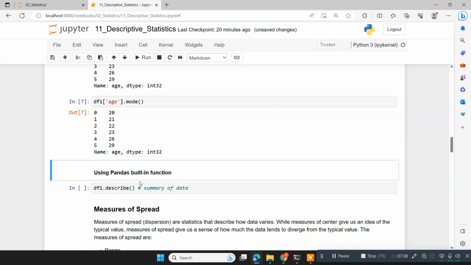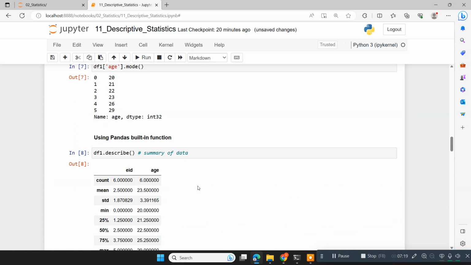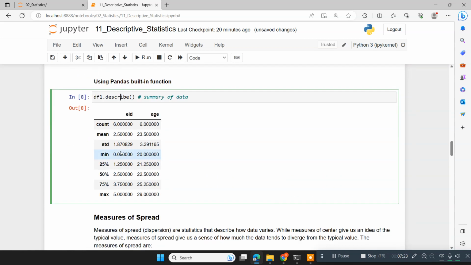So we have a pandas function that is describe. This single function is enough to get the descriptive statistics to summarize your data. This function will give us the values for count. Count means total number of rows. We have 6 rows. And mean means average: ID 2.50, age 23.50.